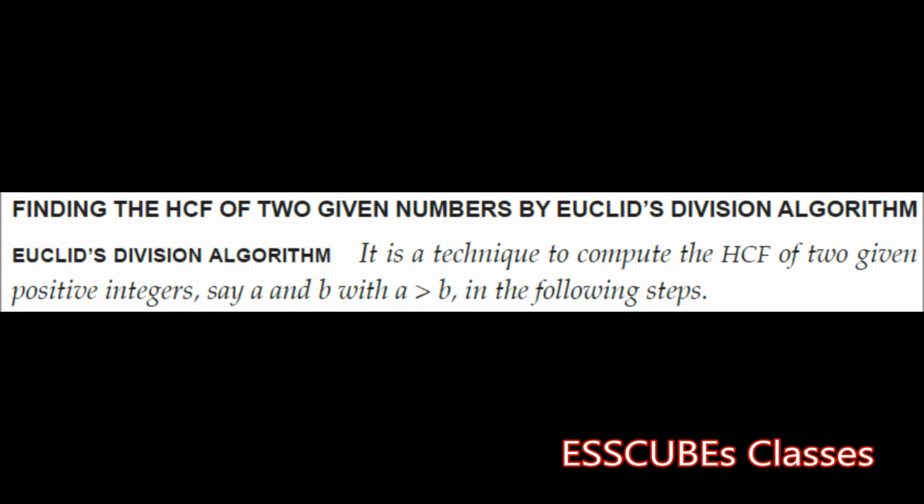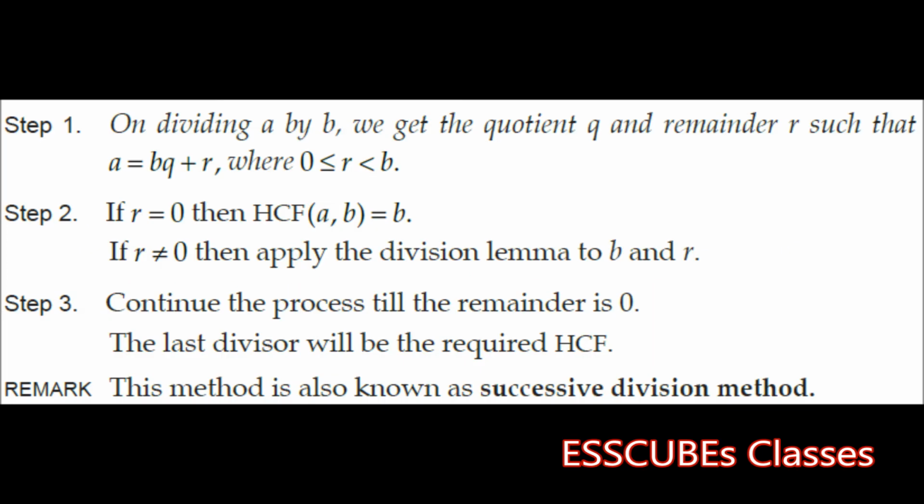Finding the HCF of two given numbers by Euclid's division algorithm. What are we supposed to do over here? It is a technique to compute the HCF of two given positive integers, say a and b, with a greater than b. And the steps that we are going to follow are as written on the screen. First, on dividing a by b, we get the quotient q and remainder r, such that a equals bq plus r, where r lies between 0 and b. This is the first step.